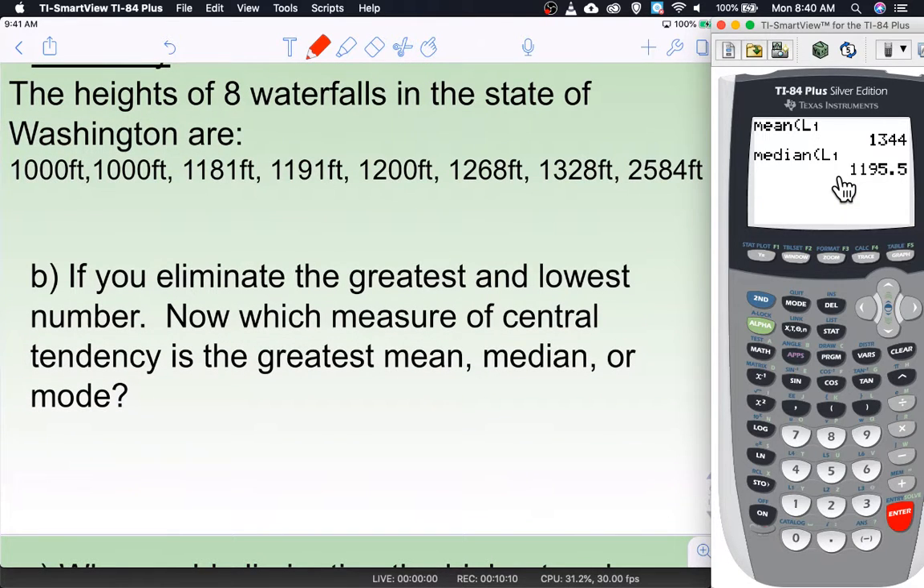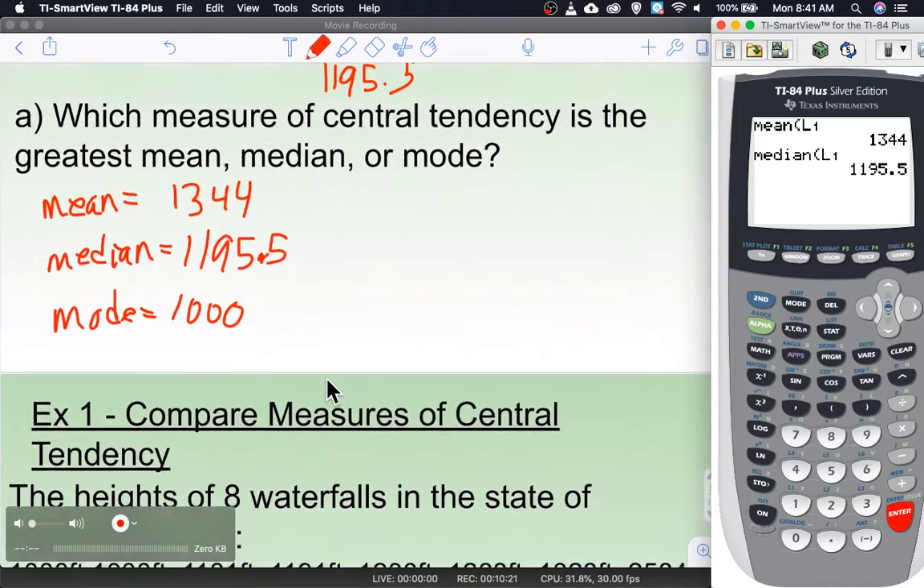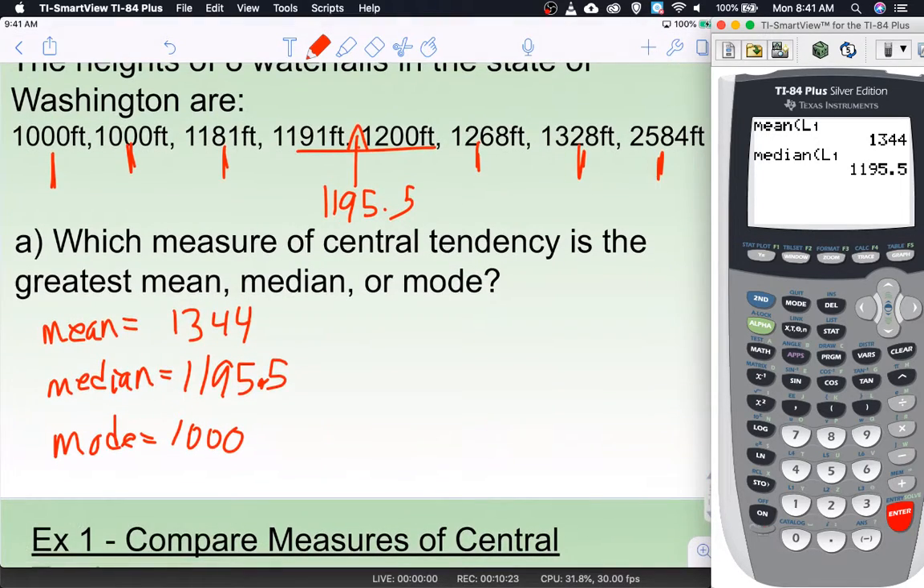So now here is that same list of numbers. If you eliminate the greatest and lowest number, which measure of central tendency is the greatest? The mean, median, mode. By the way, we never answered it here. Which measure of central tendency is the greatest? Well, that's the biggest number by a lot.